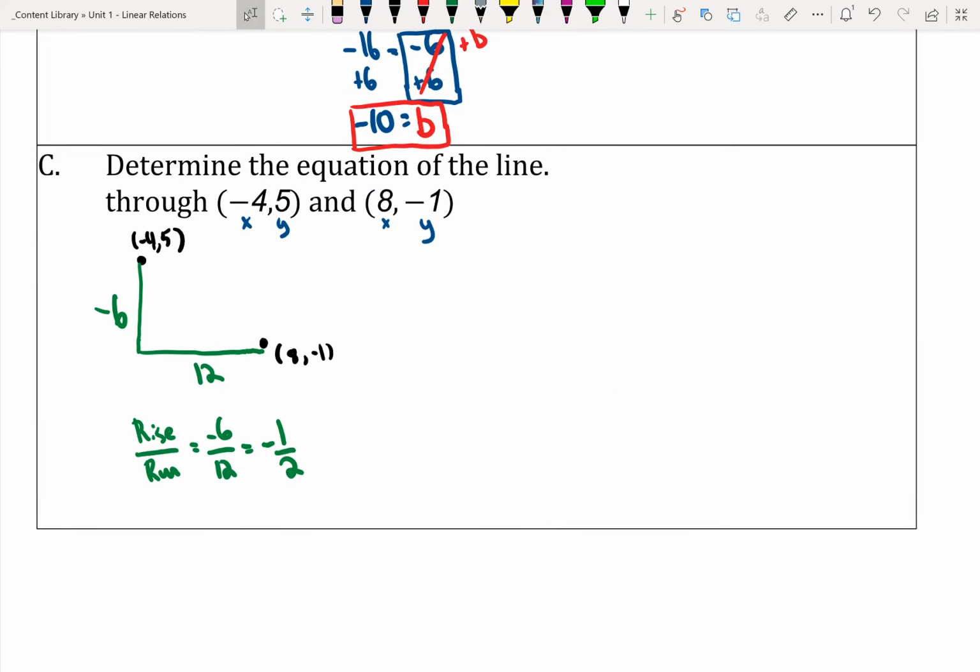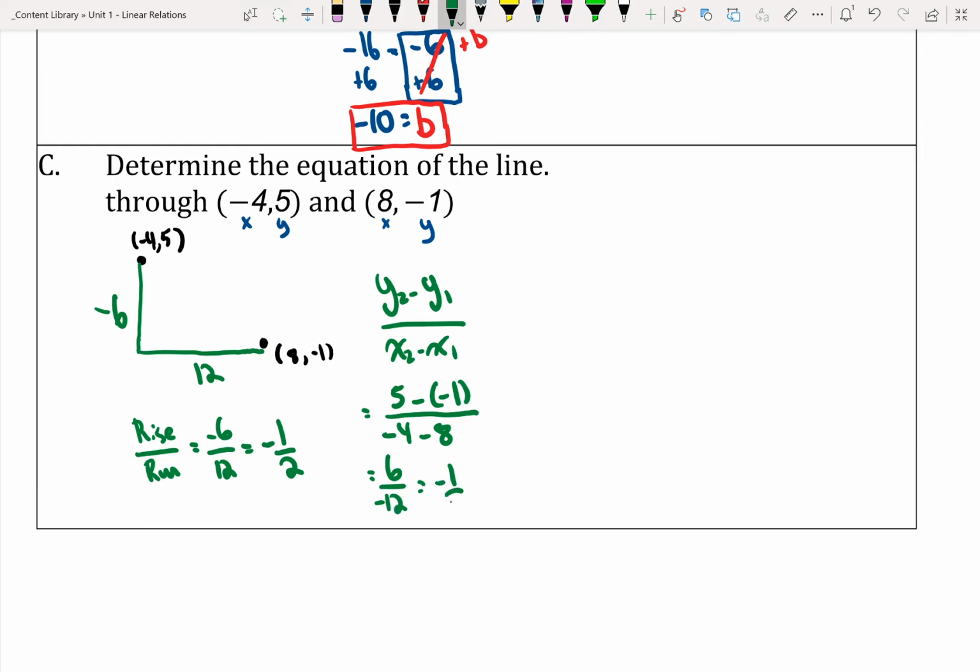The other way that I could solve this is using the algebraic formula, y2 minus y1 over x2 minus x1. One y value we'll say is 5, so 5 minus the other one is 5 minus 1, or negative 1. X value is negative 4 minus 8, and you get positive 6, because 5 plus 1, positive 6 over negative 12, which is reduced to negative 1 over 2. So either way you choose to do it, you still get the same answer.